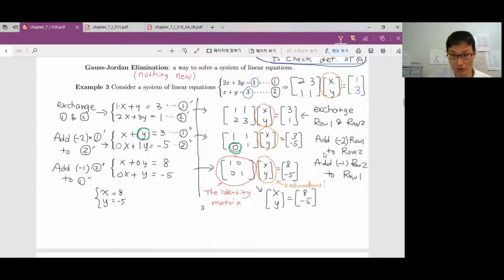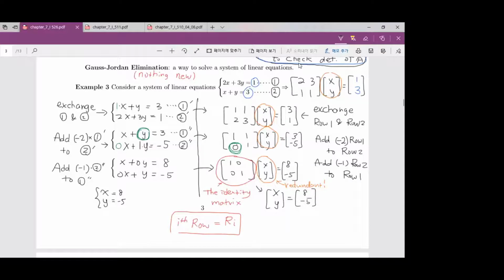So from now on, for simplicity, let's write the ith row as r sub i. This discussion is all about rewriting things in a shorter, quicker way. So let's use this notation. Any question so far? No, sir. Okay, let's move on.